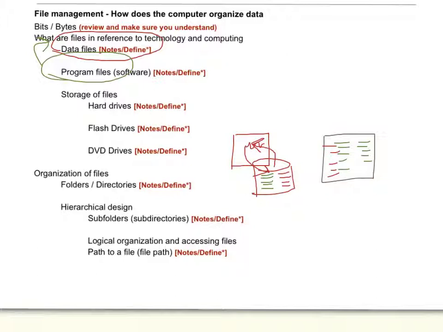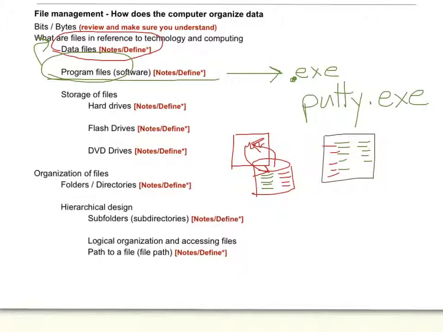So program files, software that executes on the computer. A lot of program files will have extensions of EXE. The extension is those 3 or more letters at the end of a file name. For example, we've already worked with, or you should be working with, downloading putty.exe. That's going to execute on our computers. In fact, you don't even have to install it.